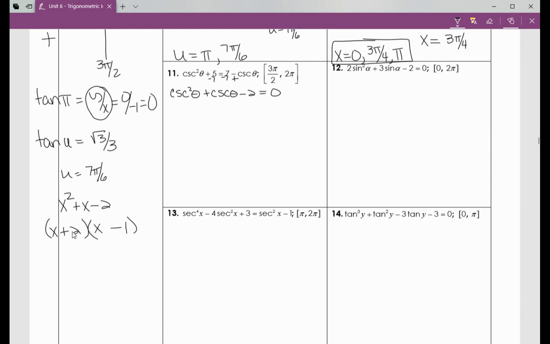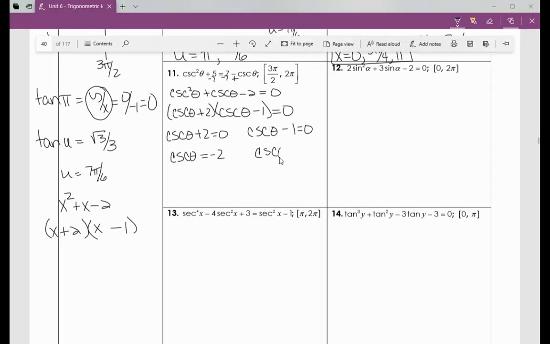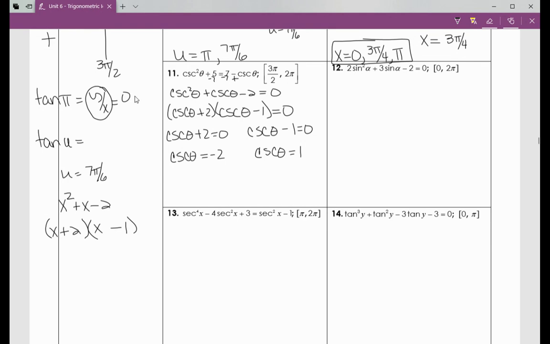Well, I'm not just factoring x, I'm actually factoring cosecant theta. So I'm going to take both of my x's out, and that's going to be cosecant theta plus 2, cosecant theta minus 1, and that equals 0. I'm going to take both of my factors, set them equal to 0, and solve them. So this is cosecant theta equals negative 2, and cosecant theta equals positive 1. Now, if you don't want to deal with cosecants, you are well within your right to figure out what angles are represented by cosecant equaling negative 2 and cosecant theta equaling positive 1.